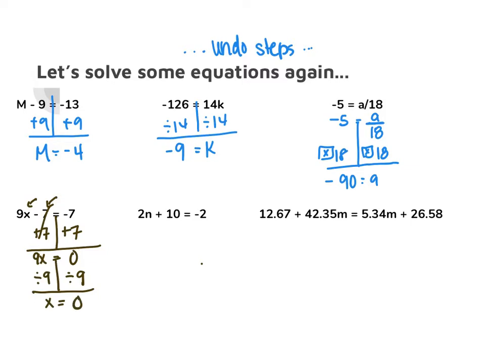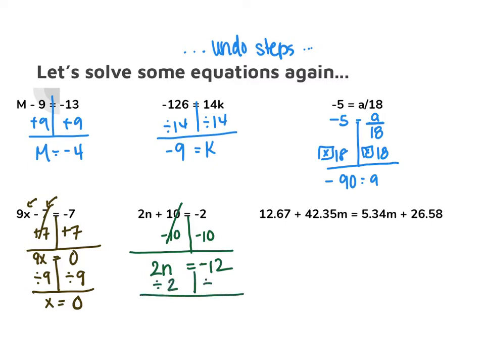Again, stop the video right now and try the 2n plus 10 equals negative 2. I'm going to try the next one myself. Again, I'm going to combine the 10 and the negative 2, so I'm going to subtract 10 from both sides. That moves that 10, and I get 2n equals negative 12. Notice that the 2 is multiplied to the n, so to undo that 2, I have to divide, and I get n is equal to negative 6. Again, stop the video, look over that problem, and make sure it makes sense.